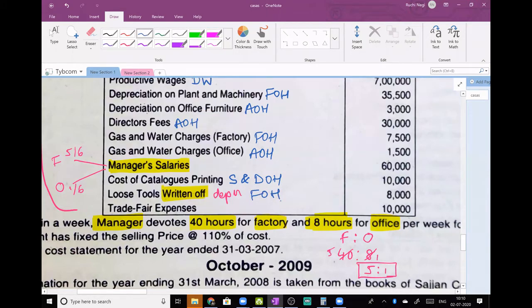Okay, trade fair expenses. Anyone can tell me where will trade fair expenses go? Just reply in the chat box. Okay, very good, students. Yes, selling and distribution. Trade fair expenses is exhibition expenses, so selling and distribution overheads. These are all the short forms you can use.